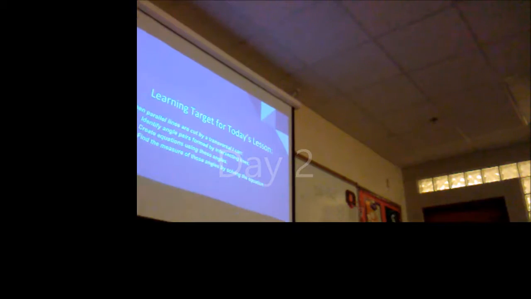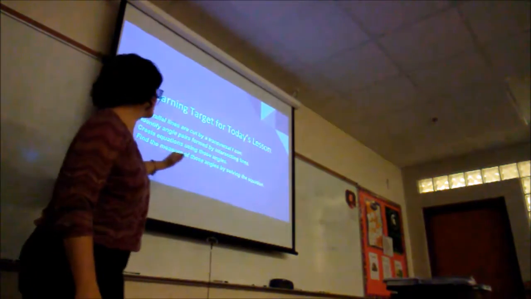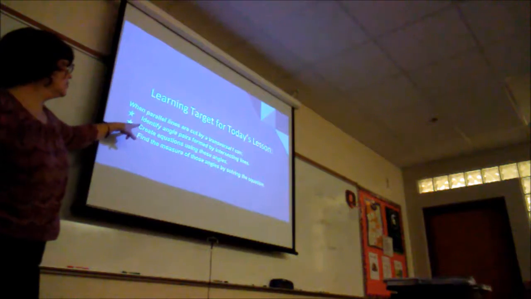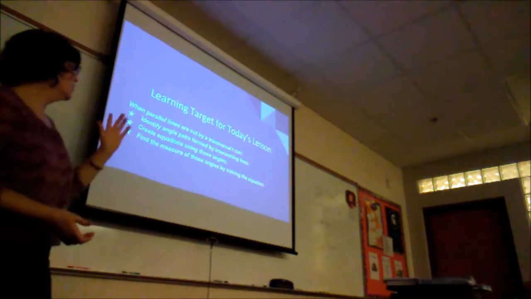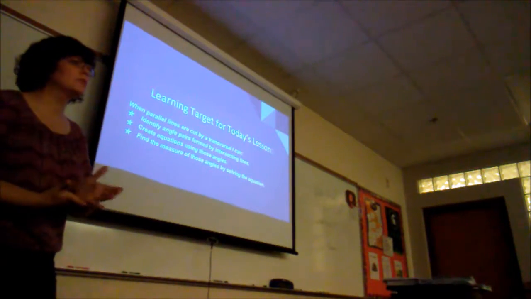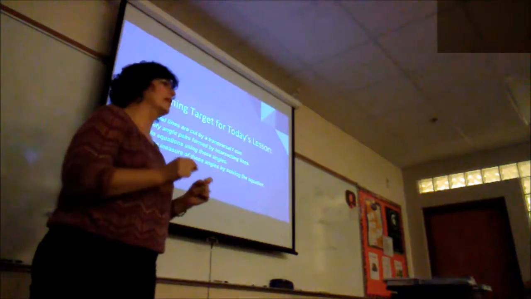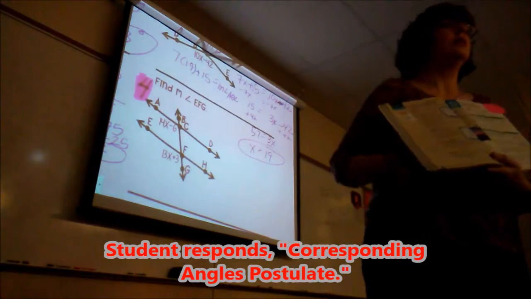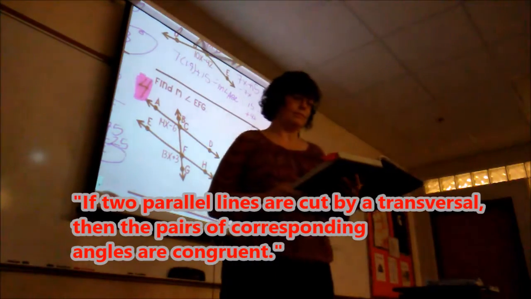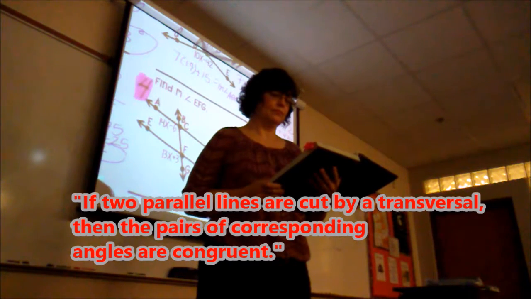So the learning target for today: we're going to continue looking at parallel lines cut by a transversal. By the end of the day, you're going to be able to identify the angle pairs that are formed, create equations with those angles, and solve those equations. What's the name of our postulate? Look at your textbook page I just gave you. Yes? Corresponding postulate. When two parallel lines are cut by a transversal, the pairs of corresponding angles are congruent.